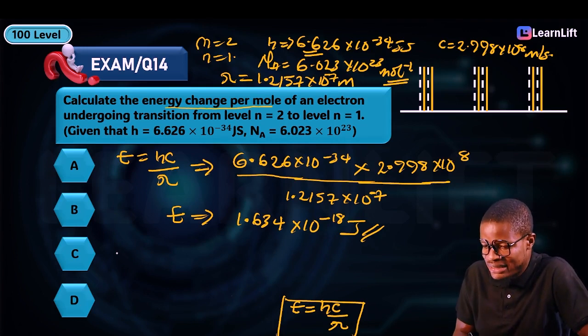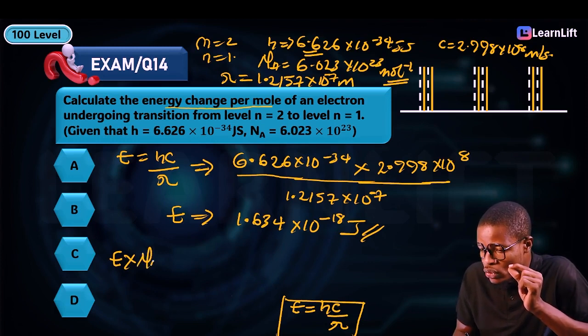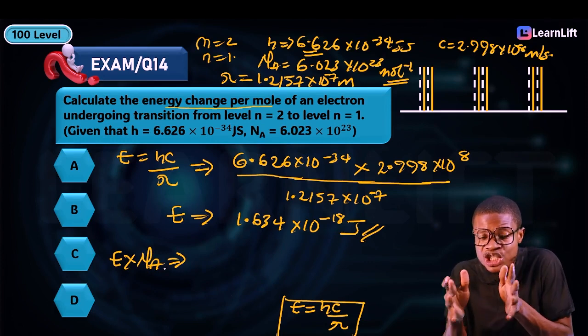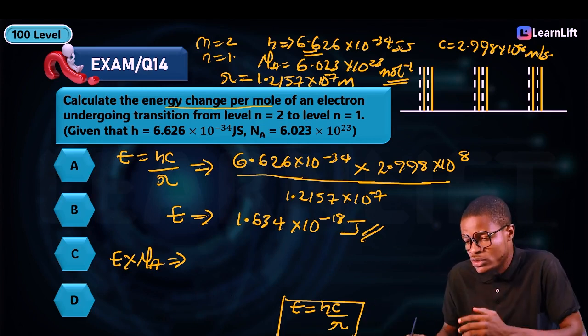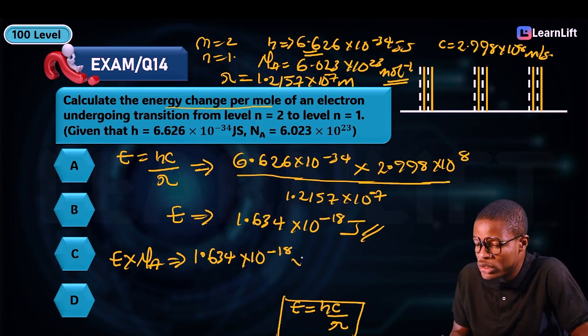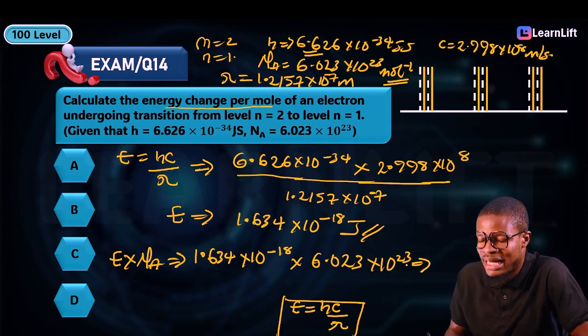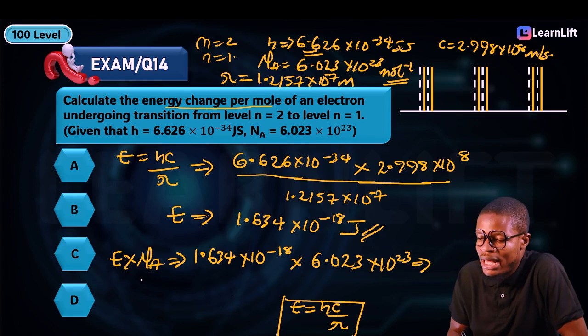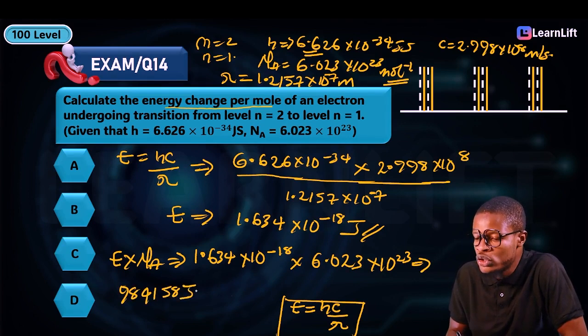So whatever you have as energy, multiply it by your Avogadro constant. If I multiply it, I'm going to have my energy change per mole. That's energy in joules per mole. That's what they're asking us for. That's automatically going to give us our energy, 1.634 times 10 to the power of minus 18 multiplied by Avogadro's number. What's Avogadro's number? Avogadro's number is 6.023 times 10 raised to the power of 23. So if I do this, that's going to give us 984,158 joules per mole.